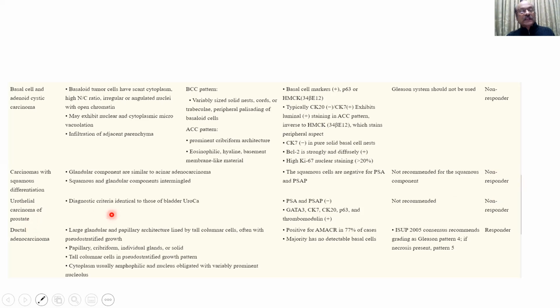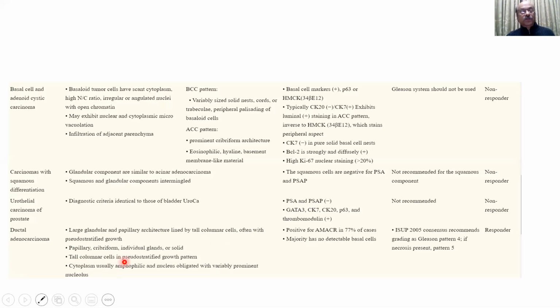Urothelial carcinoma of prostate. Here, diagnostic criteria are identical to those of bladder cancer. Here, PSA and other markers of prostatic epithelium are negative. Beta3 positive, CK7 positive, CK20 positive, and P63 positive. Also thrombomodulin positive. Gleason scoring is not recommended. They are non-responders.